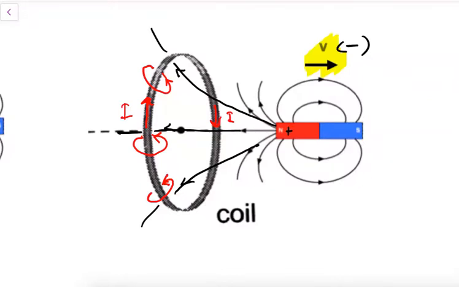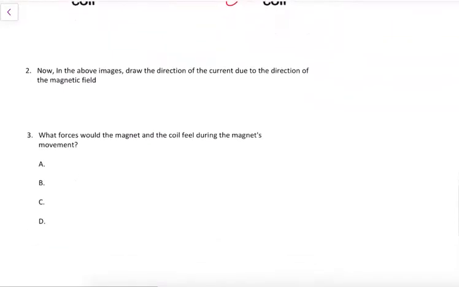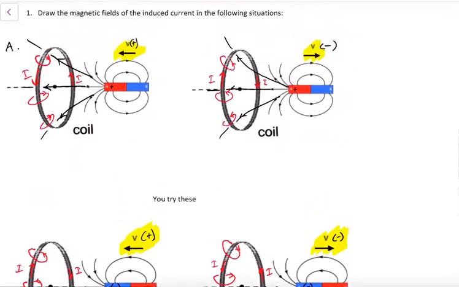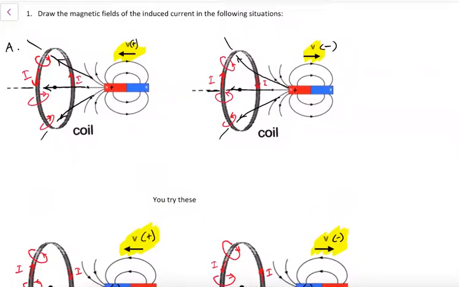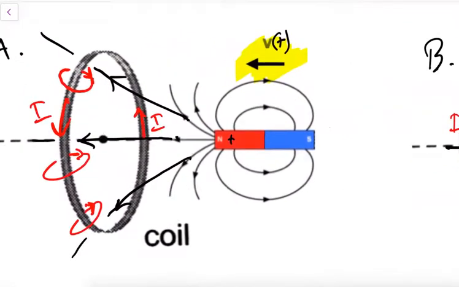So there are going to be forces between the coil and the magnet when there's this induced current in it. So the next question I ask is, what forces would the magnet and the coil feel while the magnet is moving for A, B, C, or D? I haven't labeled A, B, C, or D. I've only labeled A. So this is B, this is C, this is D. So we really have to see where there are field lines exiting the right side of the plane, and where they are entering the left side of the plane, or vice versa.